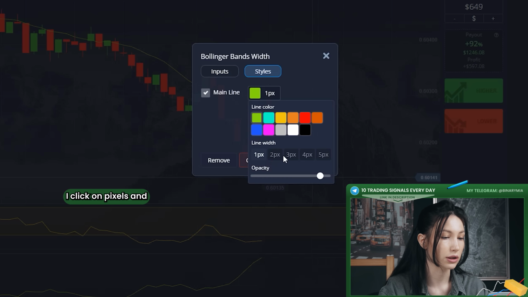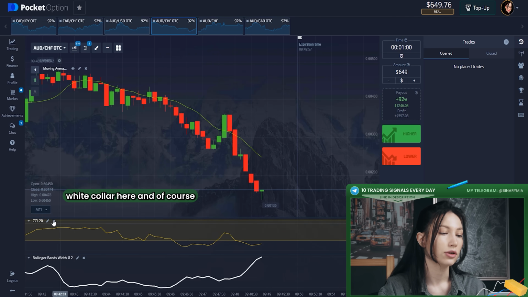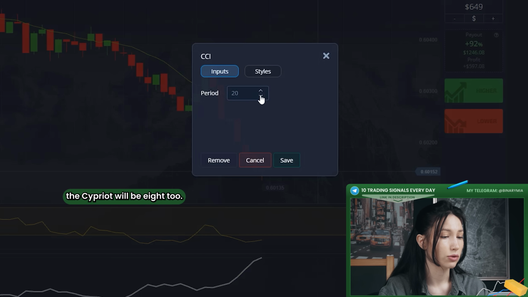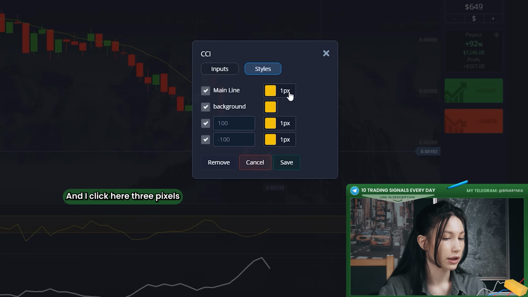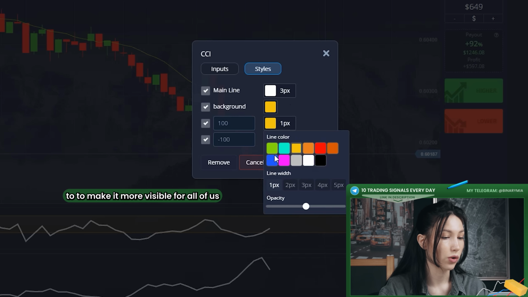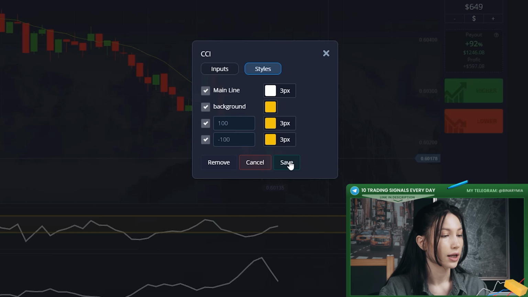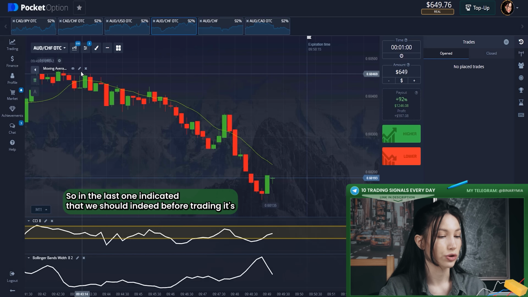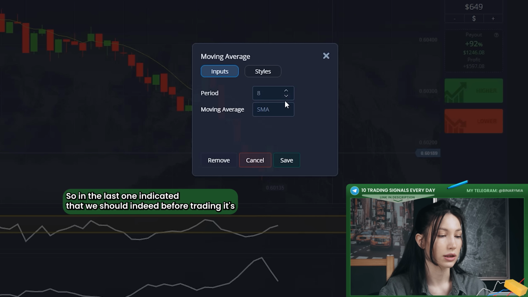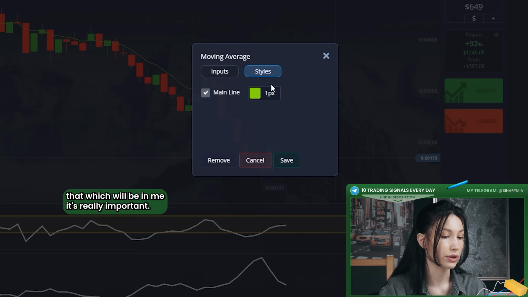I click on 2 pixels and white color here. And of course, the CCI period will be 8.2. And I click here 3 pixels too, to make it more visible for all of us. Here the same and here too. And the last indicator that we should edit before trading is the moving average, and the line of the moving average will be EMA. That's really important.